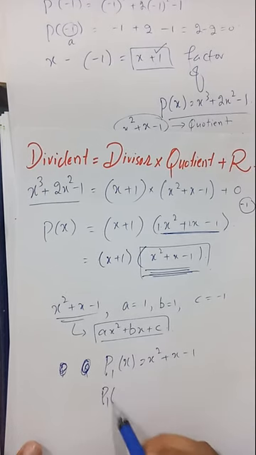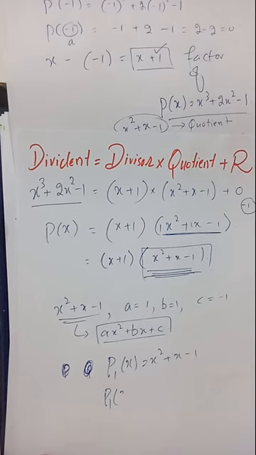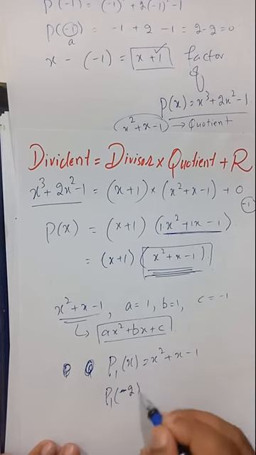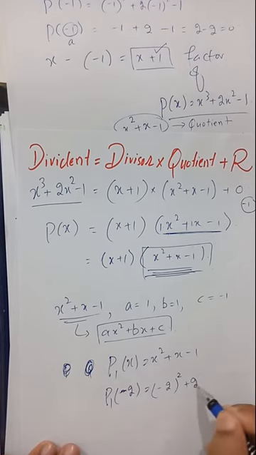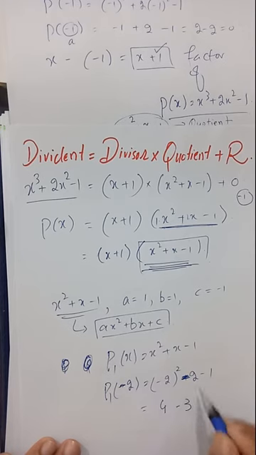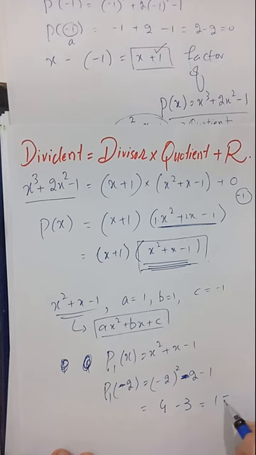So put a value here for which this gives us 0. If I put minus 1, this does not become 0. If you put minus 2, you will get minus 2 whole square, plus minus 2, minus 1. I am putting minus 2 here, so that will become plus 4, minus 2, minus 1, which is equal to 1, not equal to 0. So x minus minus 2 is not a factor of this polynomial.